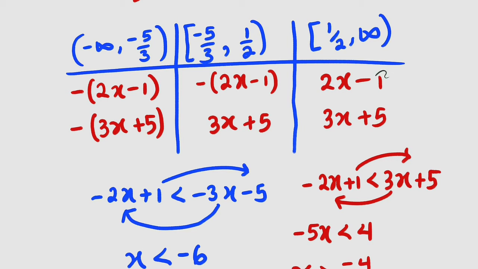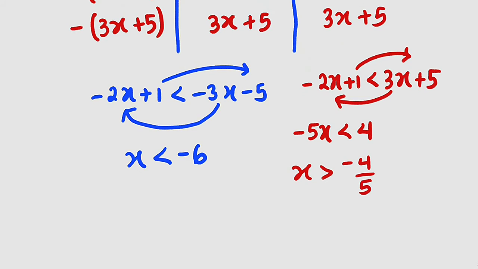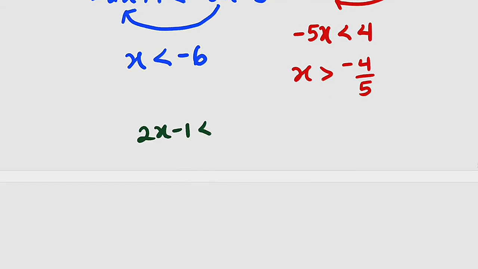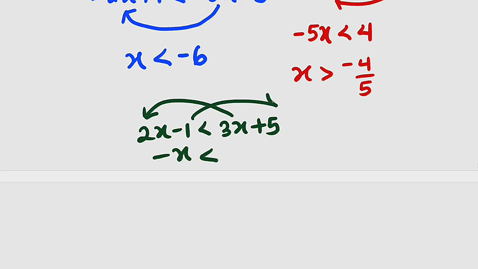Then let us take the last one, which is this less than this. 2x minus 1 less than 3x plus 5. As this crosses over, it becomes negative. So 2x minus 3x is negative x less than. Take this one to the other side, it becomes positive. 5 plus 1 is 6. Divide both sides by negative 1. x is greater than negative 6.